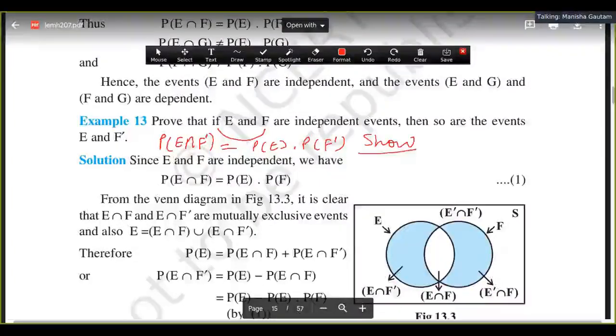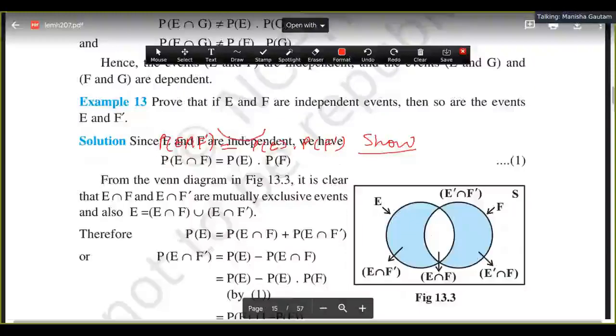Now here one Venn diagram is given to you. The Venn diagram shows E is the event, F is the event, and the intersection part is this one, E intersection F. You can write the shaded part as E intersection F', and this is E' intersection F. And the outer part is E' intersection F'. This is the way to give an idea of the concept. Where is E' intersection F and where is E intersection F'?